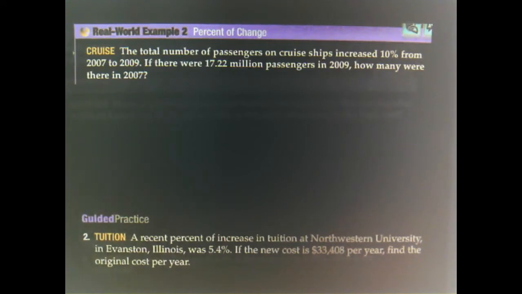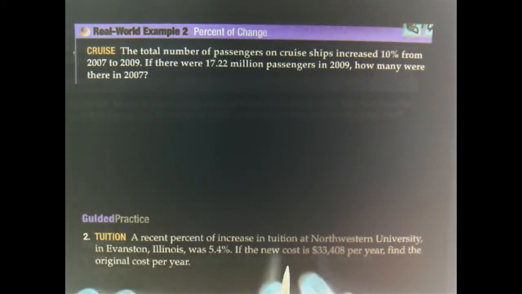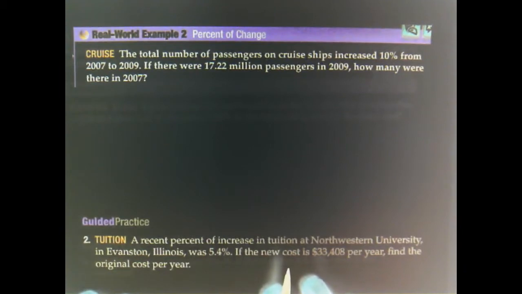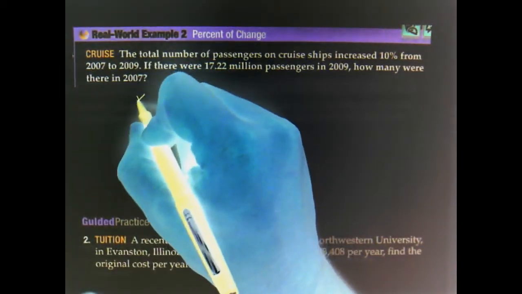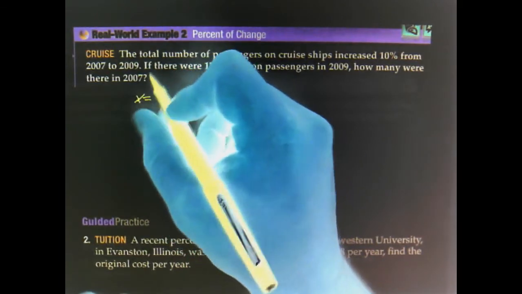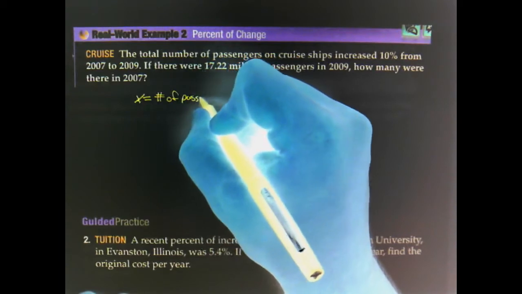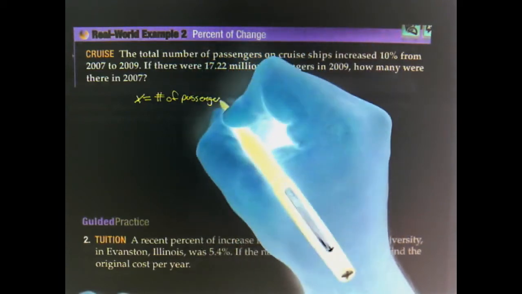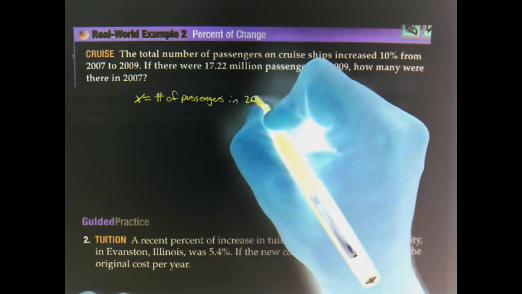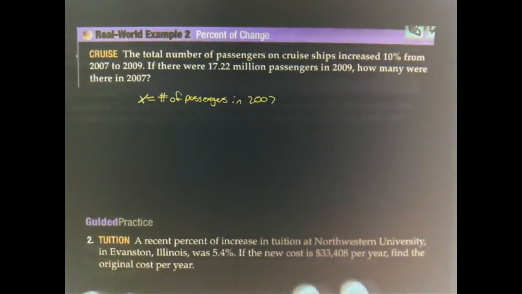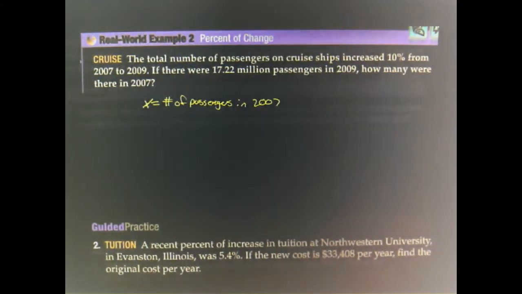Please pay attention. What we know is that we end up in 2009. We know the amount of passengers we have in 2009. We know the percent increase. What we don't know is our original amount. And if we don't know something in algebra, we assign it a variable. So I'm going to say x equals the number of passengers in 2007. That's what x will represent, because that's what I'm trying to find.